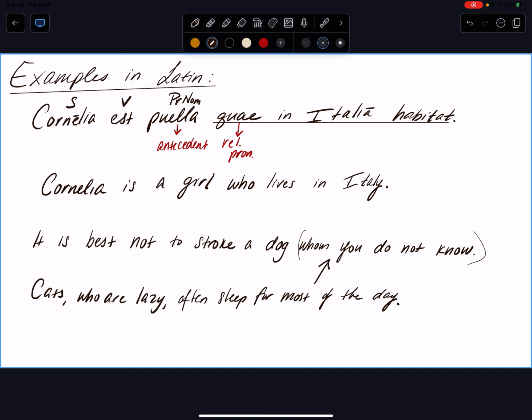I remember doing the writing practice on it. If you add commas, you're assuming that all students concentrate in class, which is not true. For example, if you say "it is best not to stroke a dog whom you do not know because it's morally wrong," do you need commas?